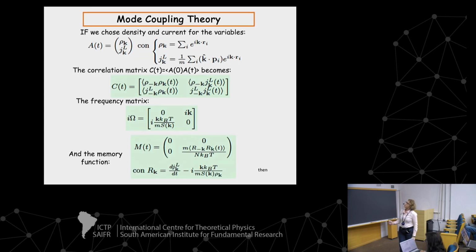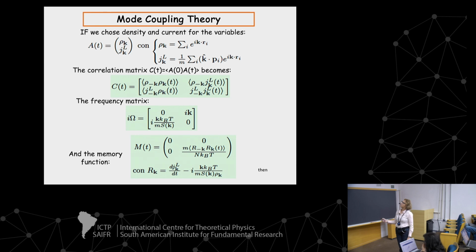So now, let us suppose that we focus on density. If we choose density and the current, so the movement of the particle, the current density, as my variable A of t, with rho k, which is our usual rho k, and the current density is rho k times k dot p.